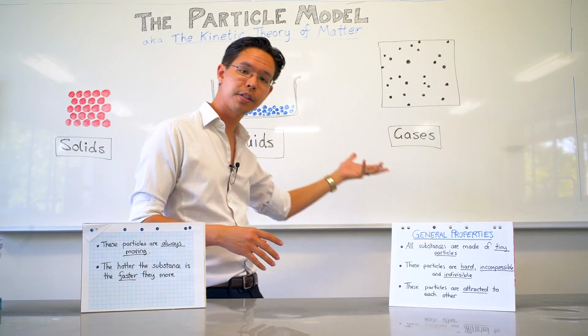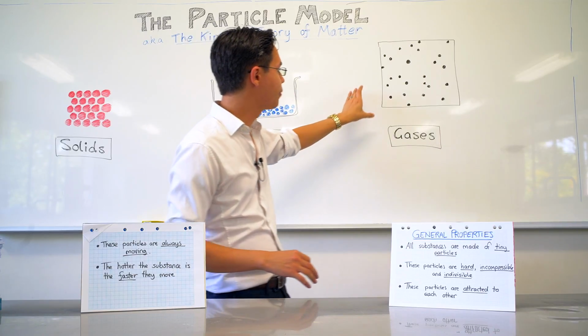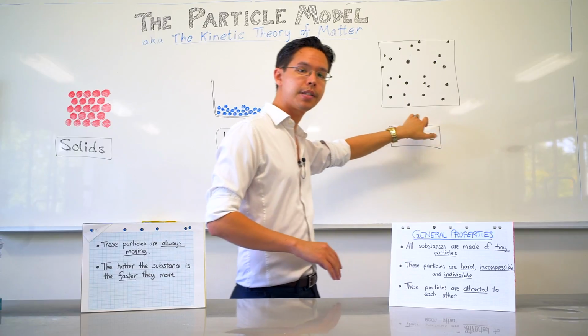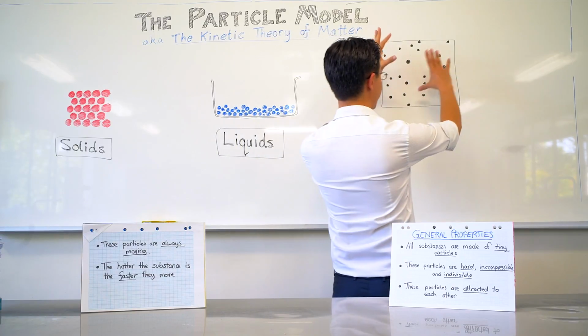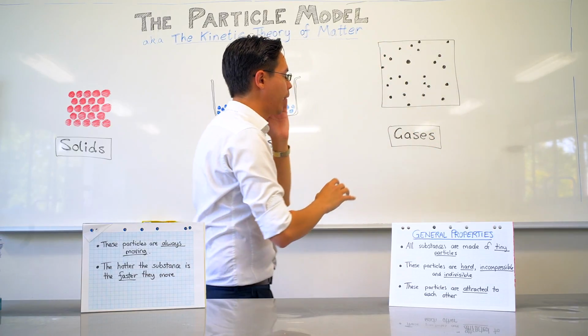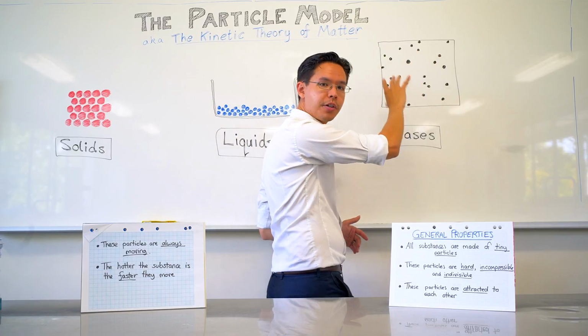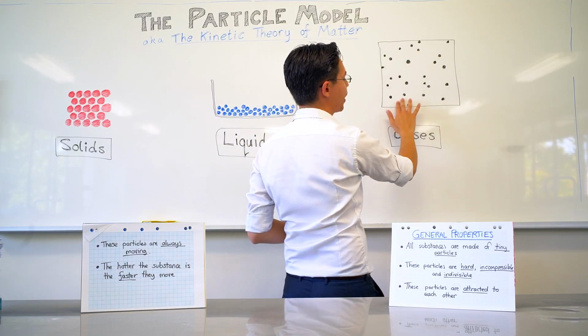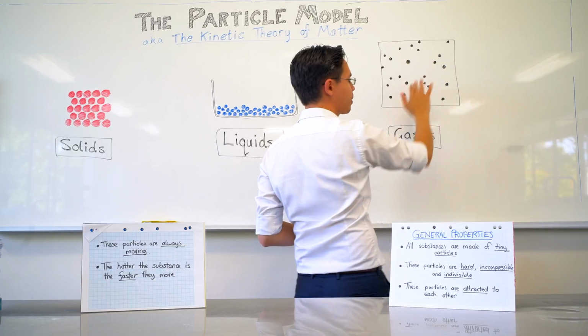Now we're going to look at gases in the particle model. Here I've drawn a completely sealed container. It's basically a cube or a square. And you notice all these black specks in the middle. Those are my gas particles. And notice how there's lots and lots of space in between the gas particles.